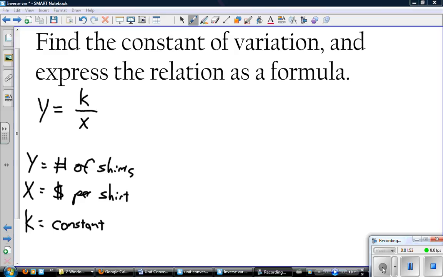So now you've got your formula, you've got all your variables set.